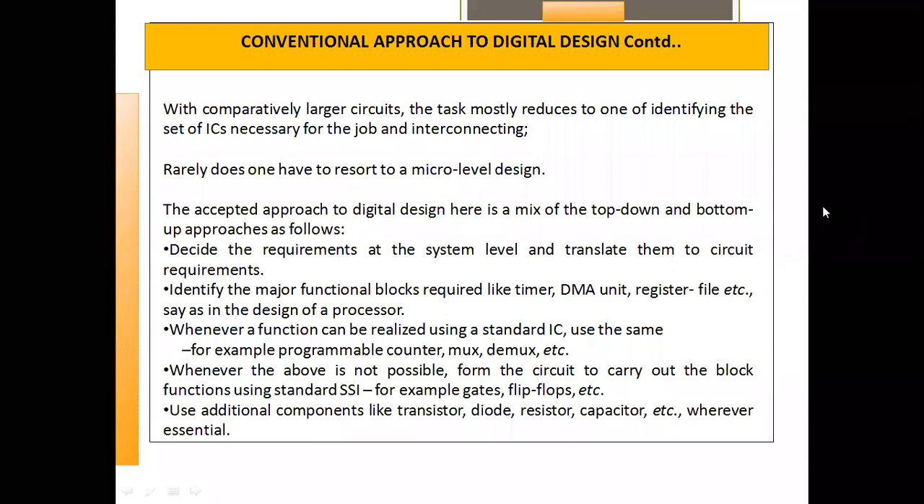Not only that, whenever functions are required that can be realized with the help of standard ICs, such as counters, mux, demuxes. We have some standard ICs. We can use them in different combinations, and we can use them for some particular functions. So we will be using some standard ICs such as counters, muxes, demuxes, or any others to realize some functions by connecting those in different combinations.